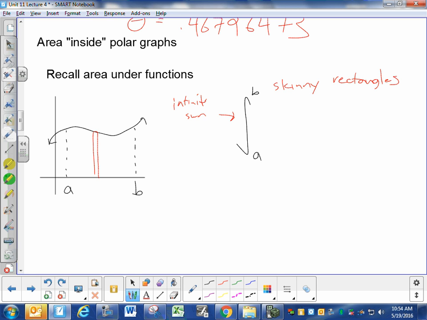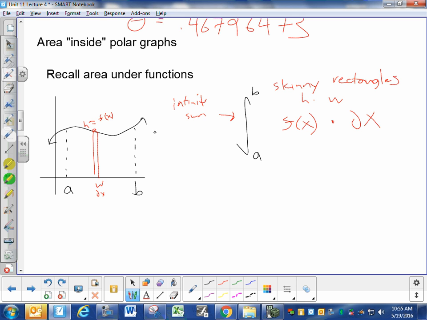The skinny rectangles all had heights times widths. This is the height, this is the width. Well, the height came from a function value, which is a y value. The width was an instantaneous change in x, which is why we had f of x dx. It's multiplication. It's an infinite sum of things being multiplied, giving us skinny rectangles.